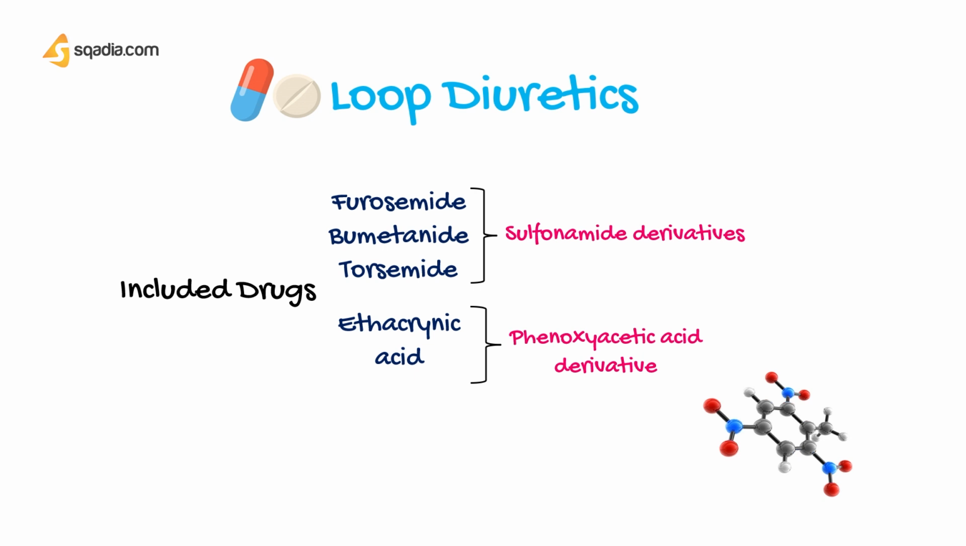Now, loop diuretics are known as most efficacious of all the diuretics. Why they are called so, we will discuss when we will see the mechanism of action. Now some important points regarding the loop diuretics. We have seen that thiazide diuretics were known as ceiling diuretics because increasing dose above normal was not increasing their diuretic response. These loop diuretics are a step ahead and they are known as high ceiling diuretics. So this is important to remember.